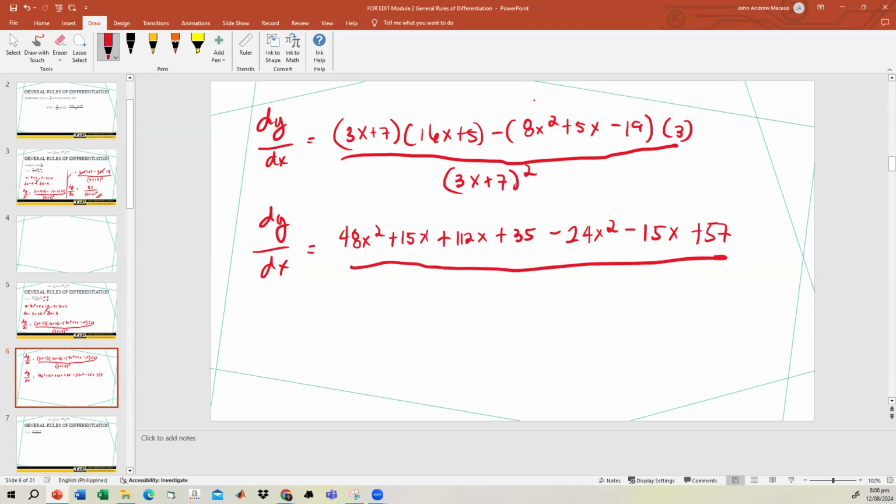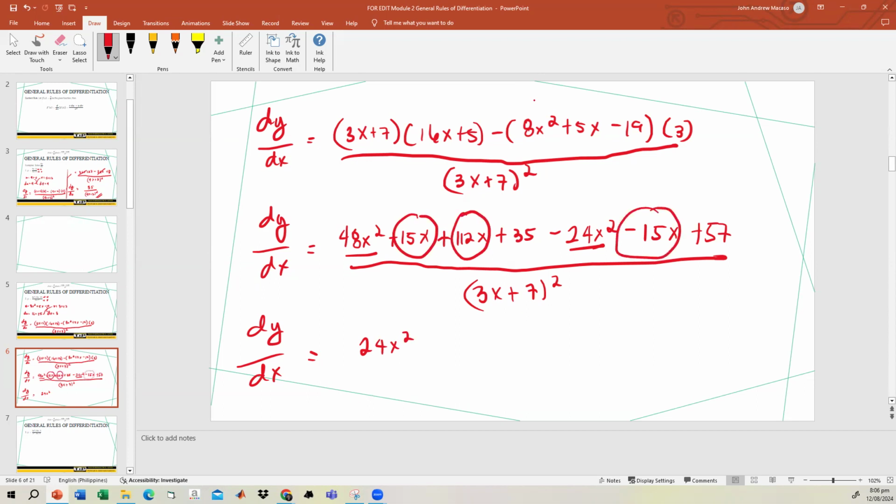Again, don't forget the over (3x plus 7) squared. Then, we'll have now the derivative. So, by combining like terms, this will lead to 48x squared minus 24x squared, so this will lead to 24x squared. Then, we have here 15x and 112x. Here, you can simply cancel this out. Then, what's left is 112x.